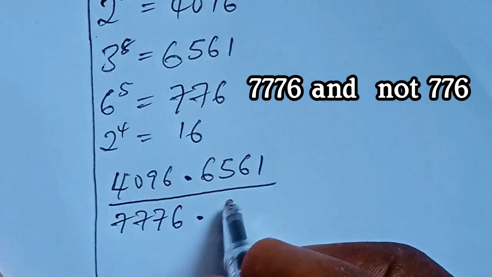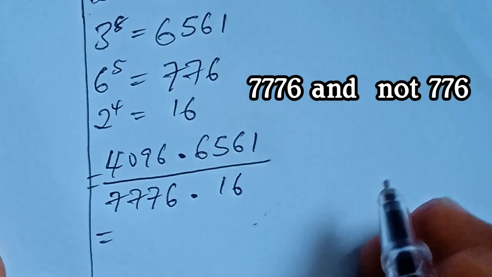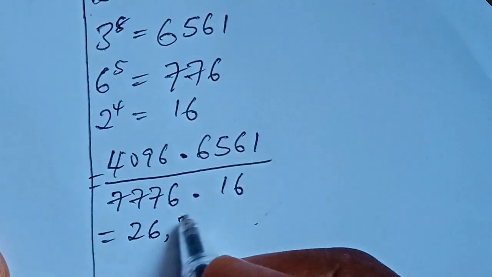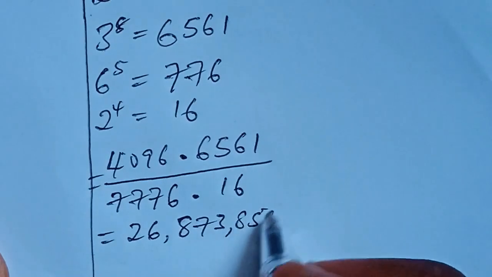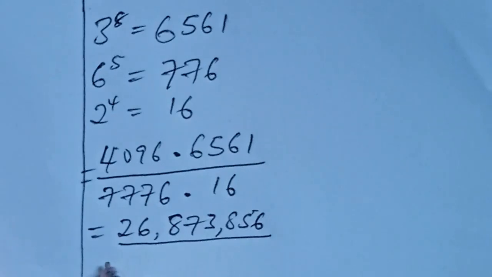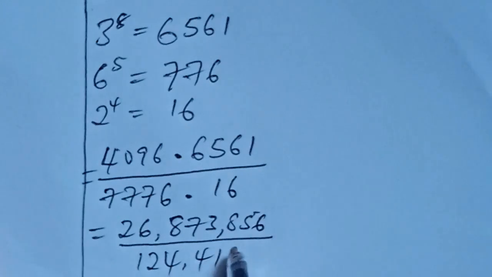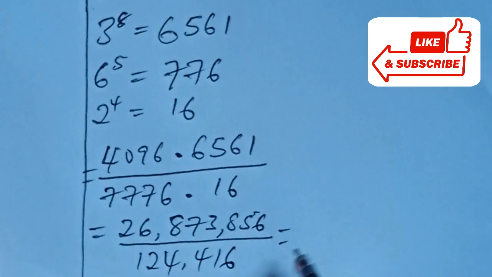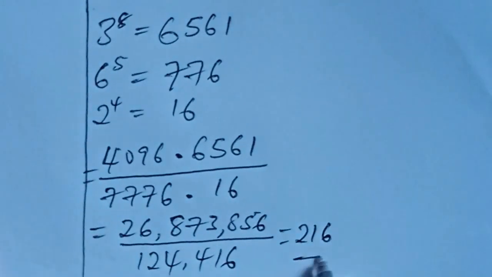multiplied by 16. So multiplying and dividing all this through, we have at the numerator 26,873,856 over the denominator, which is given as 124,416. So if we divide this, we can check it with our calculator, and that will give us 216 as the final answer.